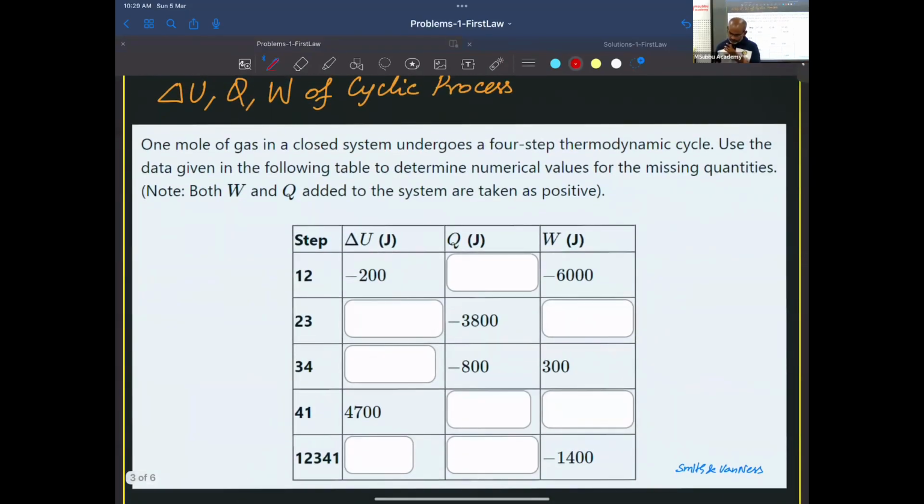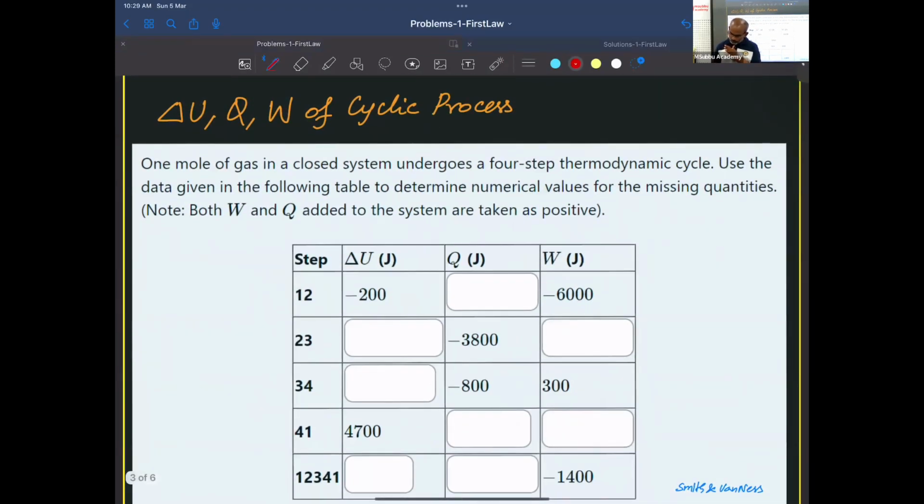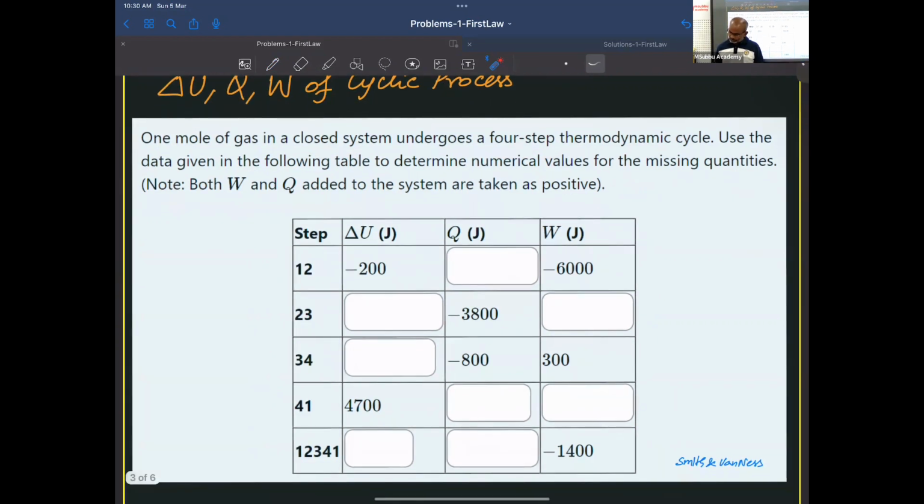So this is about the Q, delta U, Q, W for a cyclic process. 1 mole of a gas in a closed system undergoes a 4-step thermodynamic cycle, which means it is again brought to the same state. Use the data given below to determine the numerical values of the missing quantities.